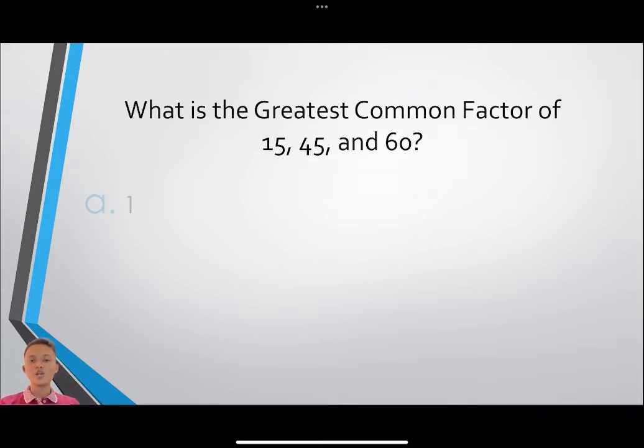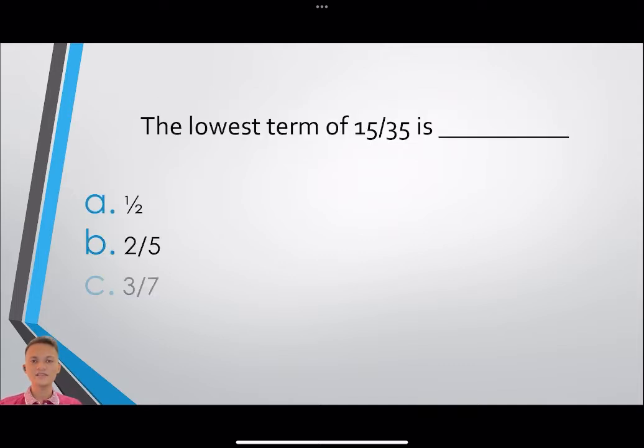Next, the lowest term of 15 over 35 is blank. Letter A, 1 over 2. Letter B, 2 over 5. Letter C, 3 over 7. And letter D, 10 over 27.